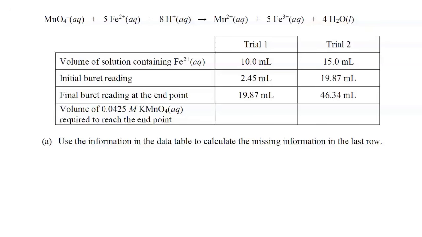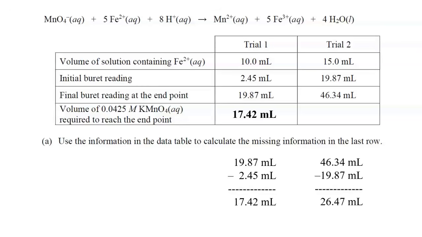So for trial 1, that difference is 19.87 minus 2.45. That's a difference of 17.42 milliliters. In trial 2, it's based on a difference of 46.34 minus 19.87, so that's 26.47 milliliters. Now, we know the volume of titrant that was used in trial 1 and trial 2. Let's move on to part B.